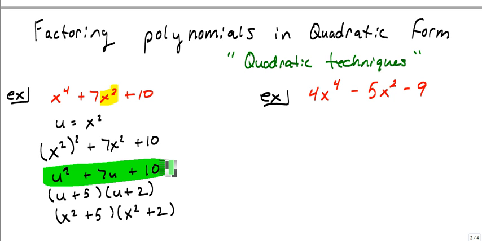Next problem, try it on your own. Doing the exact same thing, we're going to use u substitution. I will help you identify your u. Your u is going to be your middle term, which in this case is x squared. So at this point, pause the video, work through this problem, and see what answer you get.